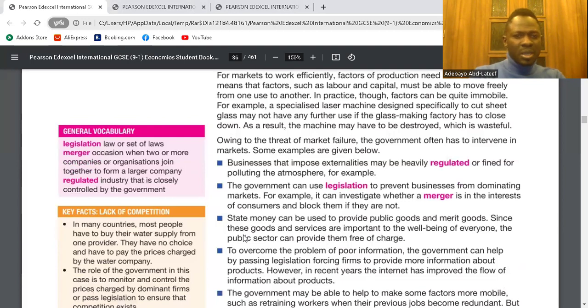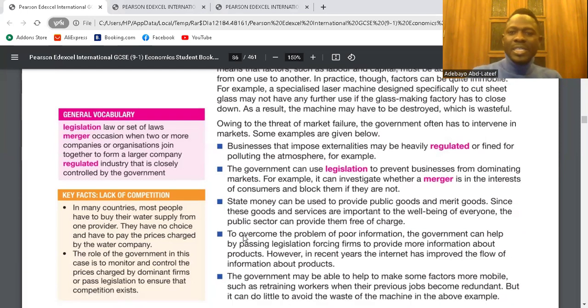Now let's see what they said here. So based on all these reasons, based on all this market failure, there's need for government intervention. Are you with me? Yes, I'm with you. So for government intervention, what are they trying to say here? They say, owing to the threat of market failure, the government often has to intervene in markets. For example, some examples are given below. One, businesses that impose externalities may be heavily regulated or fined for polluting the atmosphere.